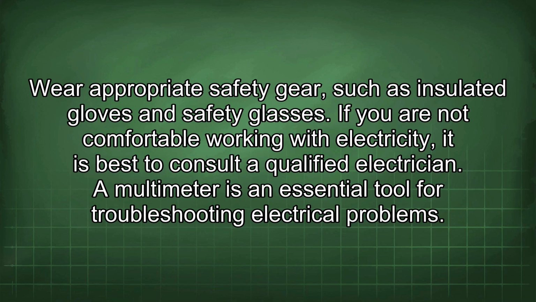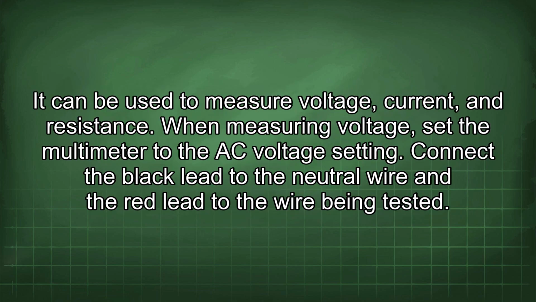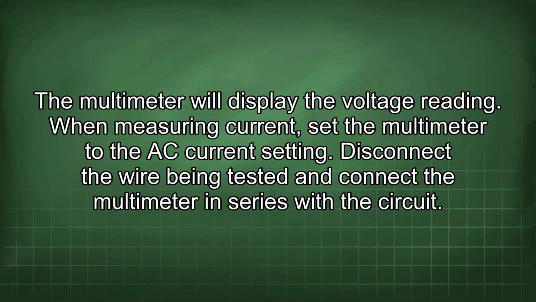A multimeter is an essential tool for troubleshooting electrical problems. It can be used to measure voltage, current, and resistance. When measuring voltage, set the multimeter to the AC voltage setting. Connect the black lead to the neutral wire and the red lead to the wire being tested. The multimeter will display the voltage reading.